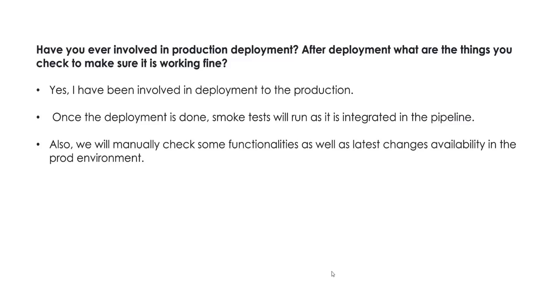Also, we will manually check some functionalities as well as the latest changes' availability in the prod environment. So manually also you will check. Suppose in the current release, you are deploying changes related to some features. After deployment, you can go and check whether that new feature is now available in prod or not, to the real-time users. That thing you can check.